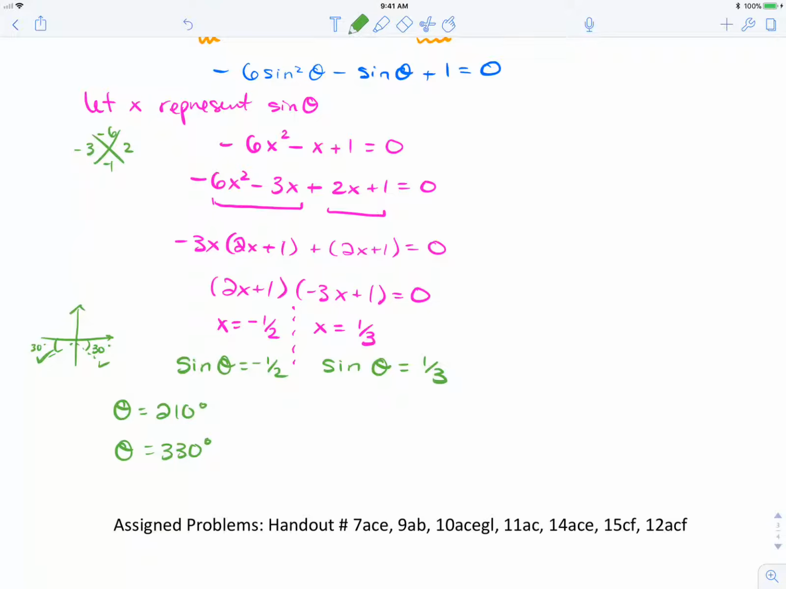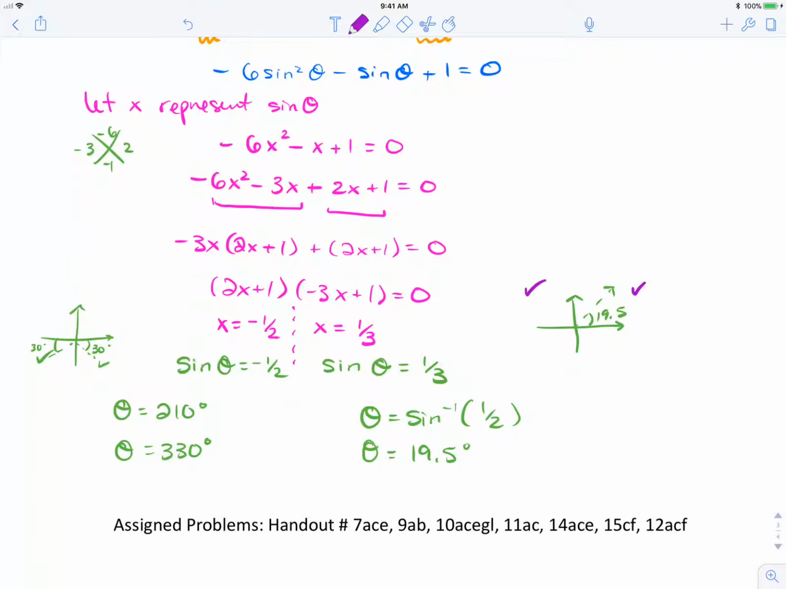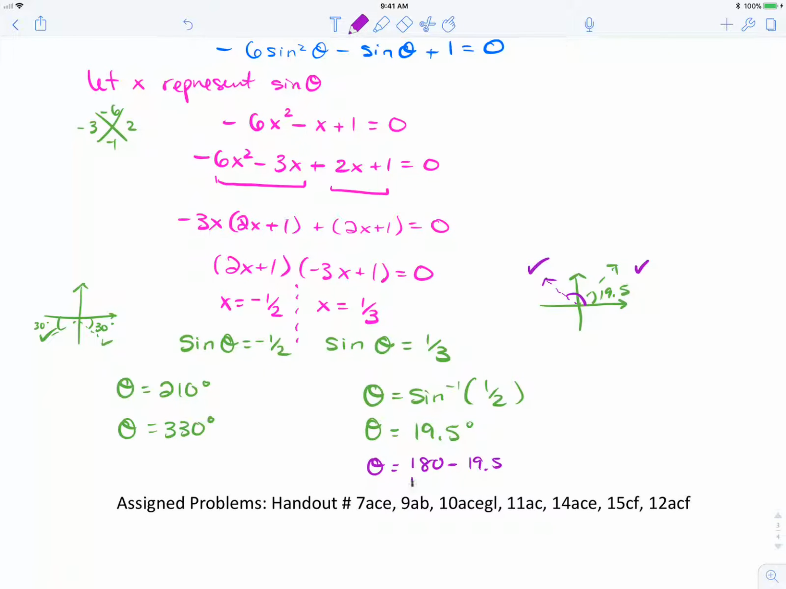What about 1/3? Is 1/3 on my unit circle? No, it's not. It's a weird value. If I'm looking to solve, I have to use my calculator. This is not a special triangle. So I get 19.5 degrees. What is tempting, especially with this example, is you get 19.5 and then you really think you're done. But remember, sine is positive not only here, but also there. So the very last one would be 180 minus 19.5 to give us 160.5.